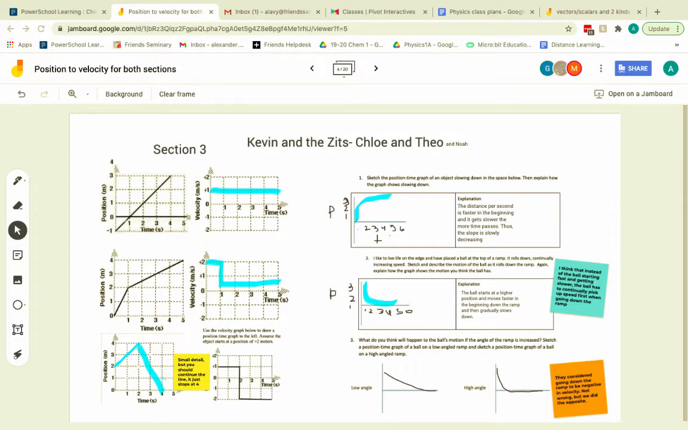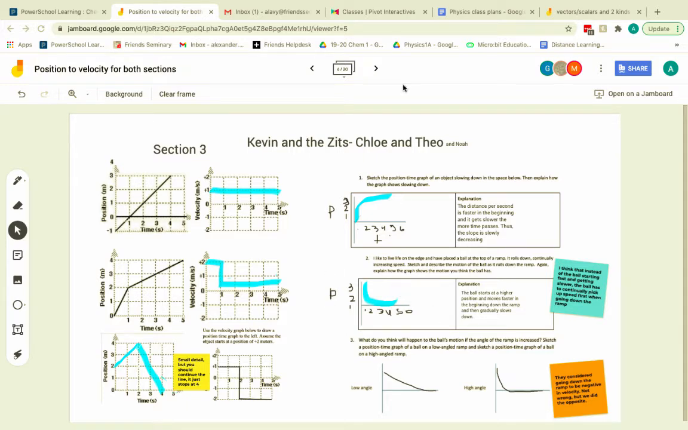Hey everybody, I wanted to talk a little bit about these Jamboards that you did today. Overall, they were really good. I want to point out one thing here, which is in this page. This group drew the object that sped up differently than most other groups. I'm not going to say right or wrong, just want to point out it was different.